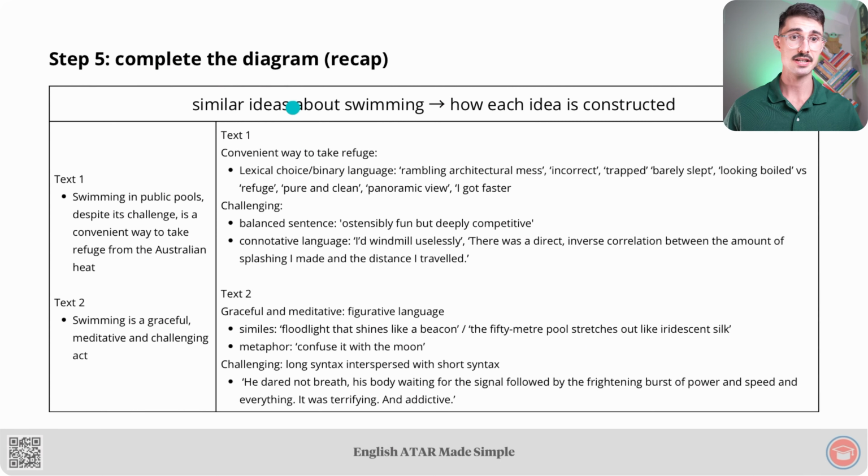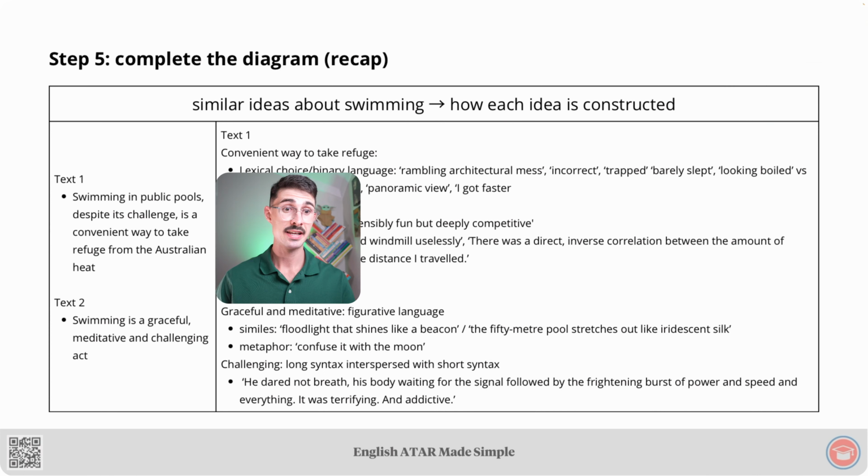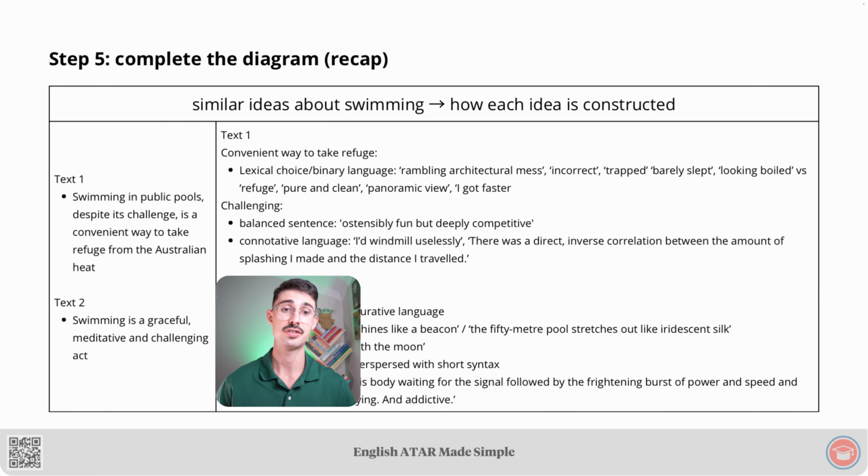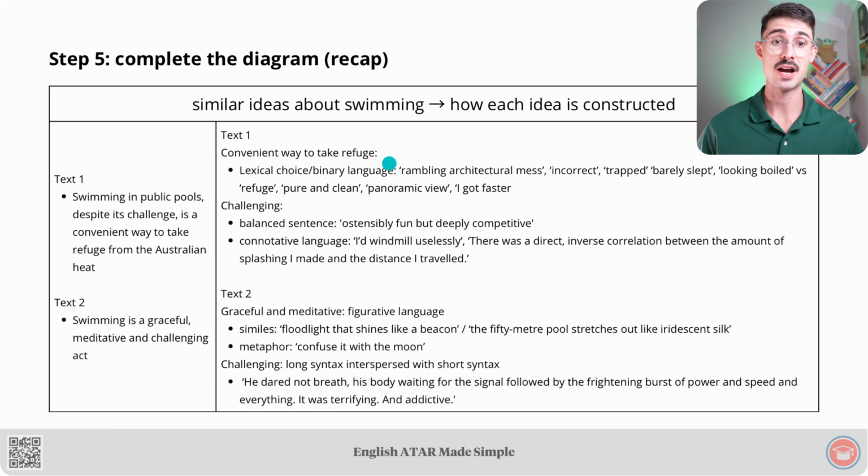We have similar ideas about swimming and how they lead to how each idea is constructed. The idea about swimming in text 1 is swimming in public pools, despite its challenge, is a convenient way to take refuge from the Australian heat. And the idea about swimming in text 2 is swimming is a graceful, meditative, and challenging act. The idea in text 1 was constructed through the use of binary language, balanced sentence, connotative language. The idea in text 2 was constructed through figurative language, long syntax interspersed with short syntax.